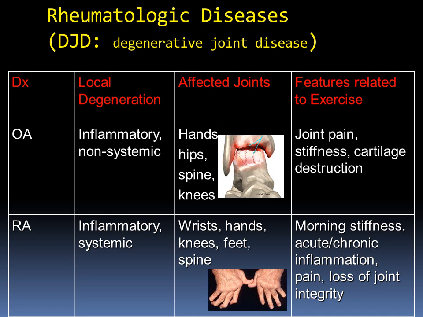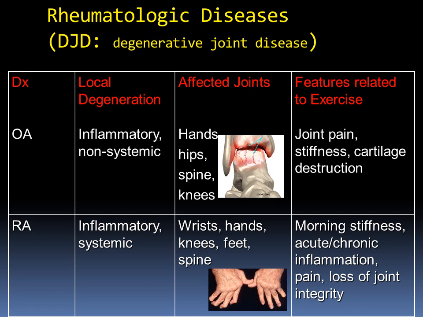If we look at the conditions then of the rheumatological diseases, specifically we're going to look at osteoarthritis and rheumatoid arthritis. We can see that osteoarthritis is inflammatory and non-systemic, where rheumatoid arthritis is inflammatory and it is systemic. Common joints affected for osteoarthritis are the hands, the hips, the spine, and the knees, but that doesn't mean that other joints cannot be affected as well. Features related to exercise then are joint pain and stiffness and cartilage destruction, so we need to be mindful of these things when we're prescribing exercise.